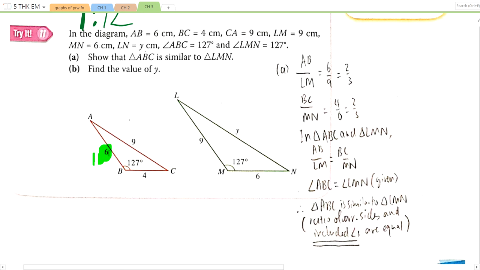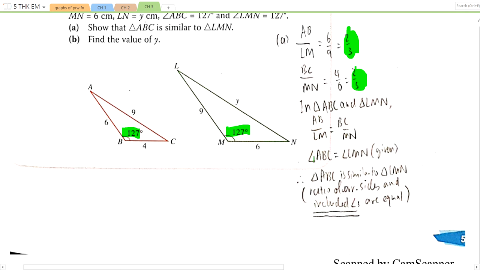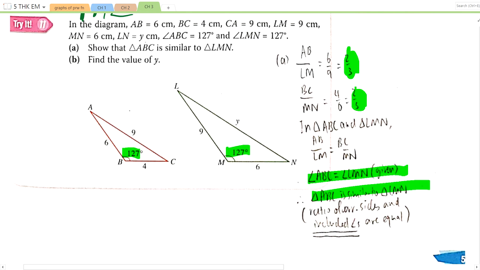So 6 and 9: 6 over 9 we get 2 over 3. Then let's compare another ratio. We've got 4 and 6, which is again 2 over 3. So we see that these two ratios are the same. One last thing I need to check is the included angle, which is 127. Since that is given to us, we conclude that the ratio of corresponding sides and included angles are equal. Therefore, ABC is similar to LMN.